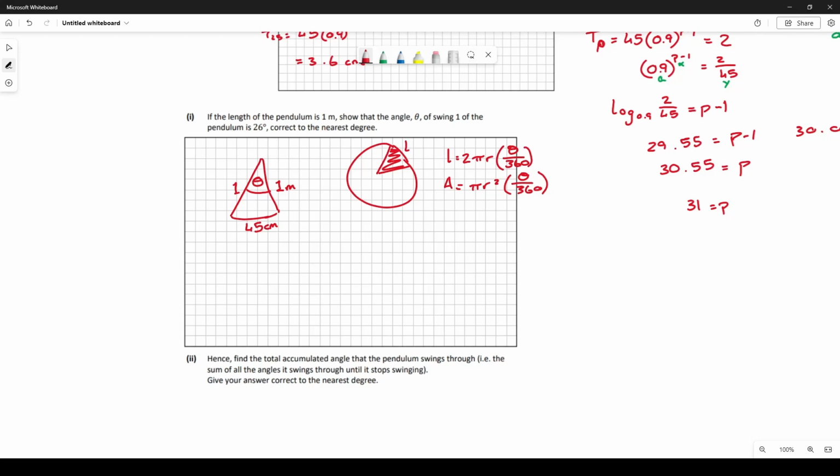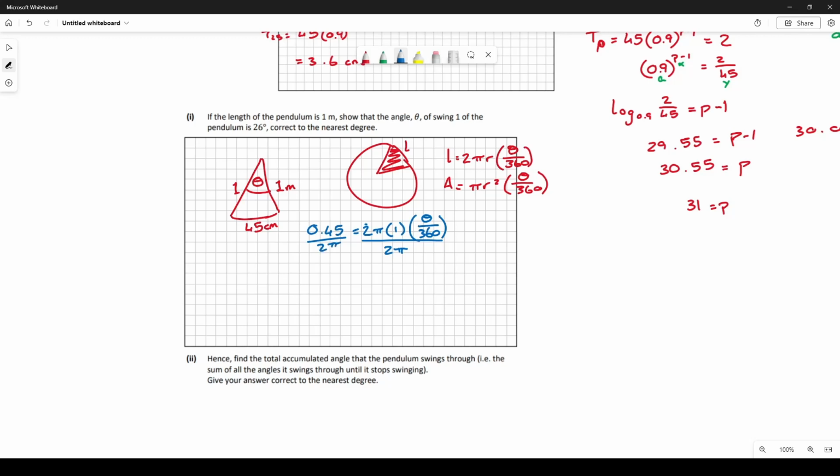But we know the length of the arc is the 45 number, so we're going to use this one, because we don't know the area, we don't care to find it, so we're just not going to use the area formula. So what I'm going to do is say the L, the length of the arc, I'm going to use it all as meters, so 0.45 equals 2 pi times 1 times theta over 360. And then you divide both sides by 2 pi.